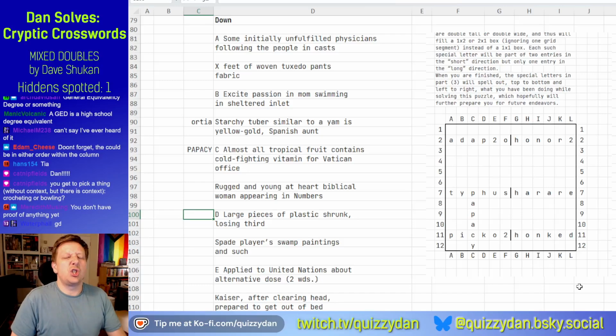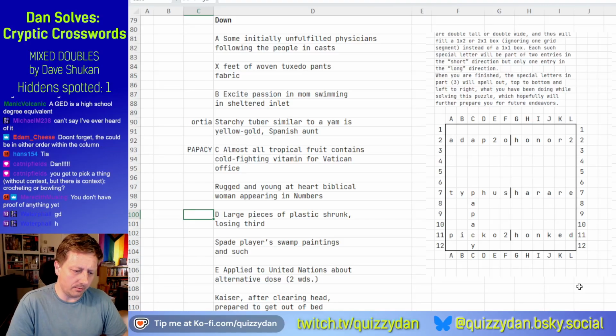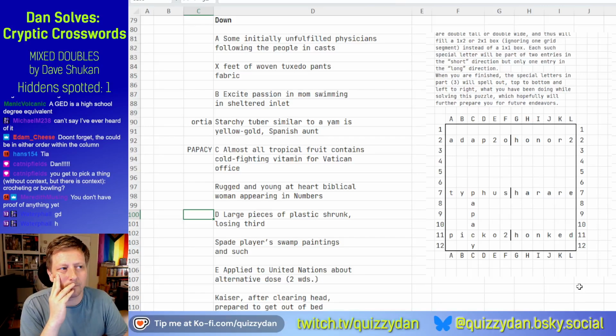Large pieces of plastic shards. I mean, shrunk is shrank as well. But losing third. Chunks. Large pieces of plastic. First letter, please. I'm not doing well with this setter's clues. Just not on the right wavelength. H. Shrunk. Losing third. So it could mean losing the third letter, or it could mean, if it's a six-letter word, take off the last two letters. So it could be that. Anyway, first letter H.